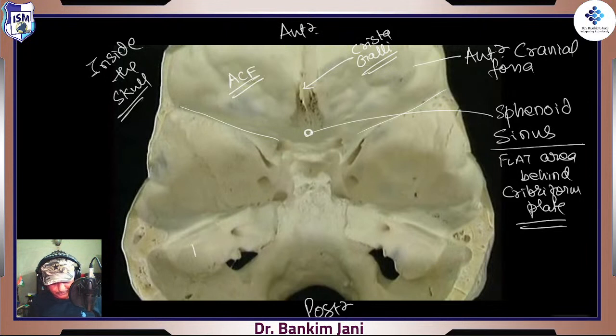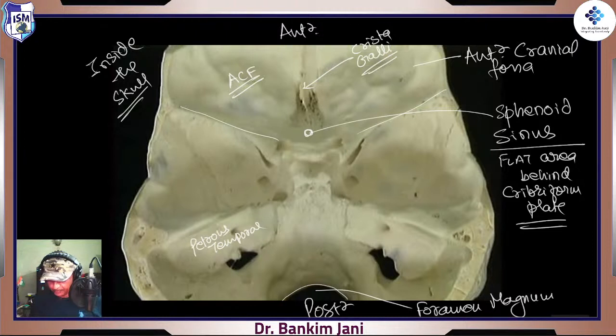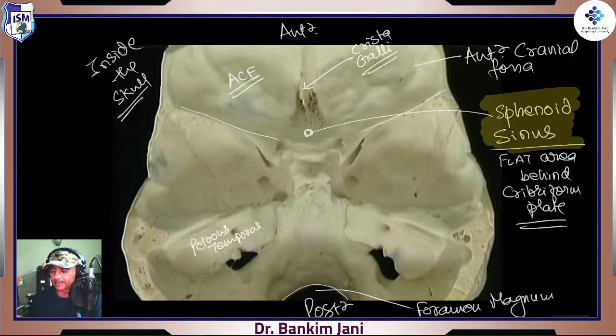Oh, here it is. See our big friend. This is petrous temporal, right? Such a big one. And this one, this half, that is none other than Foramen Magnum. I hope now you are oriented properly. Okay, all good. So what I was telling, over here, remember this sphenoid sinus. All these words are going to come very soon.